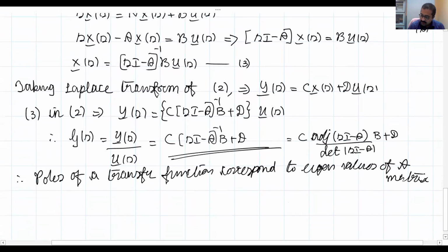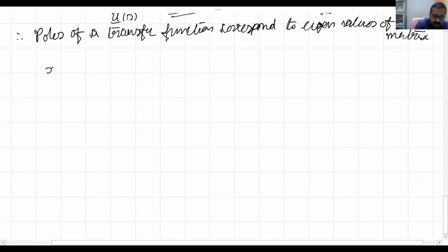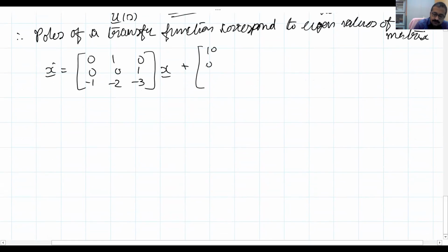Given x dot equals [0, 1, 0; 0, 0, 1; minus 1, minus 2, minus 3] x plus [10, 0, 0] u, and y equals [1, 0, 0] x. Obtain the transfer function.